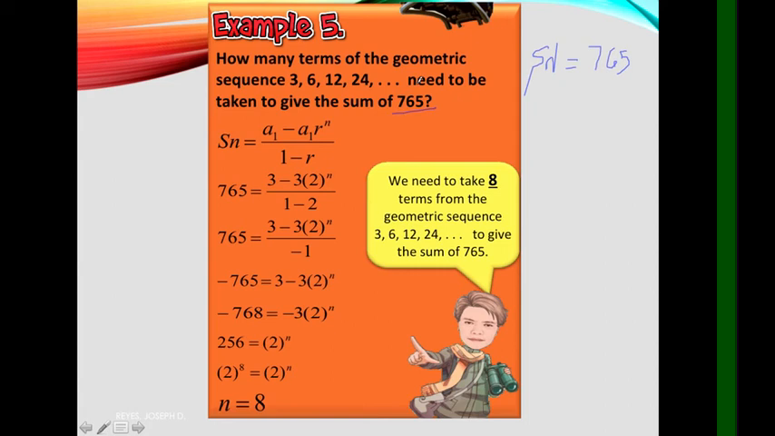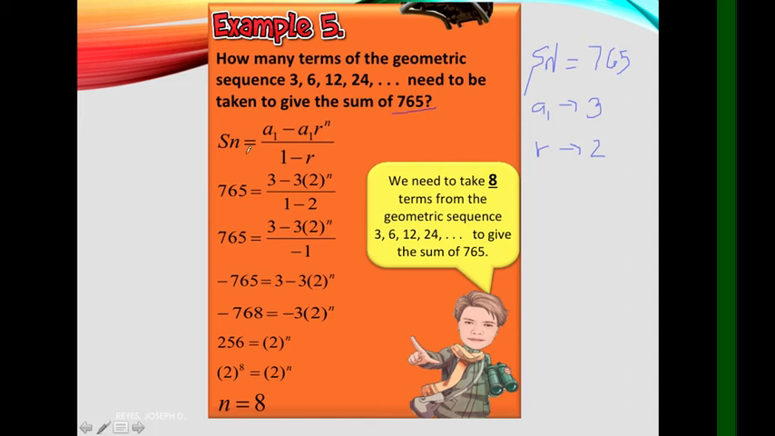And then, our h sub 1 is 3. And then, our r: 6 divided by 3 is 2, 12 divided by 6 is 2, 24 divided by 12 is 2. So, we have our r is equal to 2. Okay, kumpleto na ang ating given.